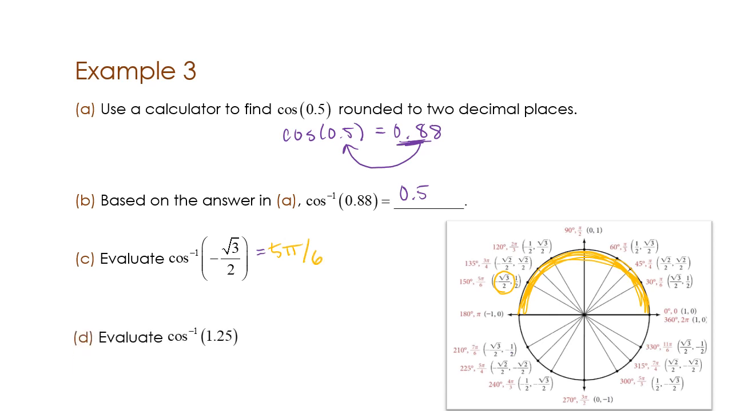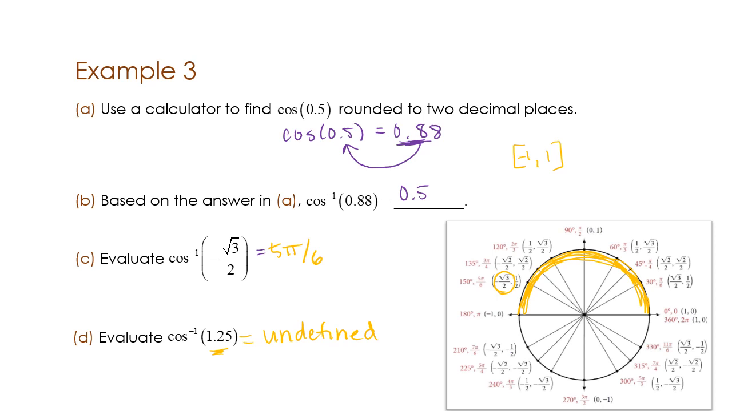Evaluate the cosine inverse of 1.25. Well, we don't even have to do anything. We know this is going to be undefined, and that's because on that previous page we said that the domain of the cosine inverse function has to be between -1 and 1, which this is not.